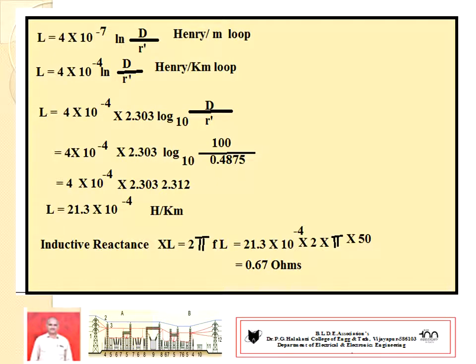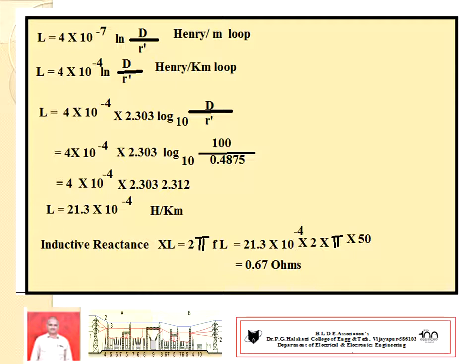So L equals 4 into 10 to the power of minus 7 ln d by r dash Henries per meter loop. Hence L is also equal to 4 into 10 to the power of minus 4 ln d by r dash. It is expressed in Henry per kilometer loop. So you consider which one you want, depending upon the problem. Usually it should be in kilometer. Hence inductance should be calculated by using the second expression.